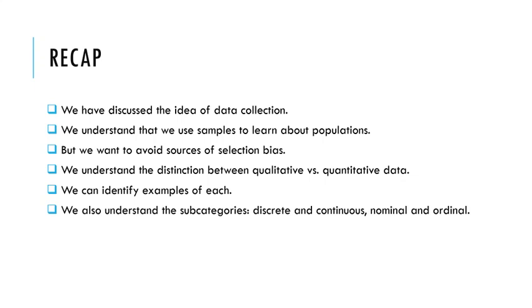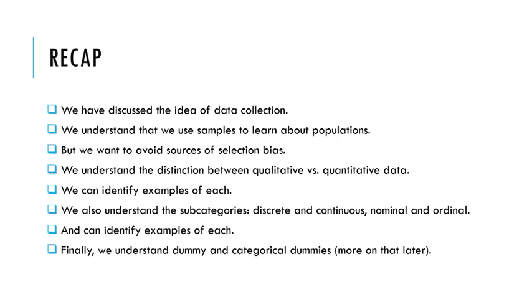But we also understand that there are subcategories, right? Discrete and continuous are subcategories for quantitative data. Nominal and ordinal are subcategories for qualitative data, and you need to be able to give me examples of those as well. So we can identify all of these things, and we've added a whole lot of new things to our vocabulary. And finally, we understand the idea of dummy and categorical dummies, something that we'll definitely be using this semester in this class. So we've covered a lot in this one particular unit.